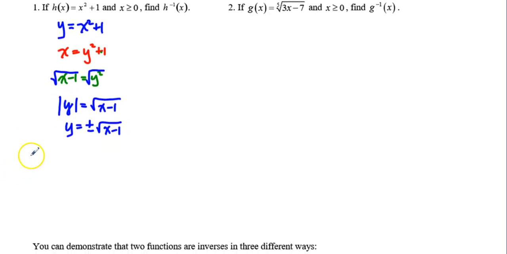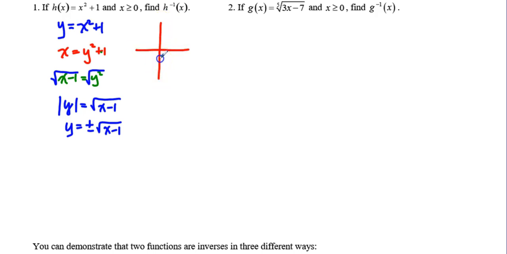Now keep in mind here, we have a domain restriction such that x is greater than or equal to 0. So if you think about it in terms of the parabola, it's only this part of the parabola. So I can't have the plus or minus square root of x minus 1. That'll give me essentially a radical function like this. Well, let me start over, because my parabola is a little imprecise. Let me start over with that parabola.